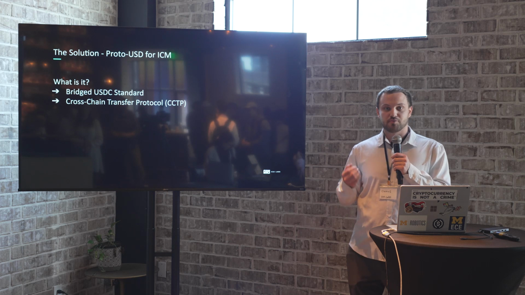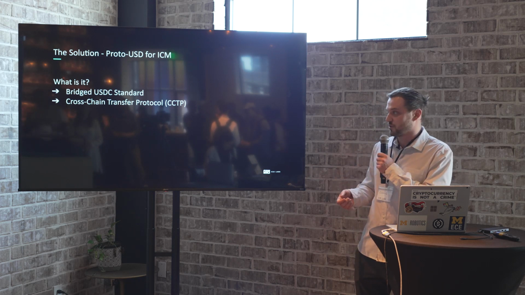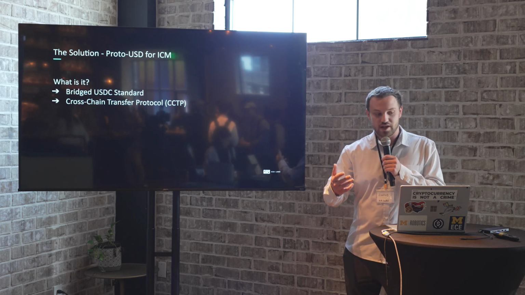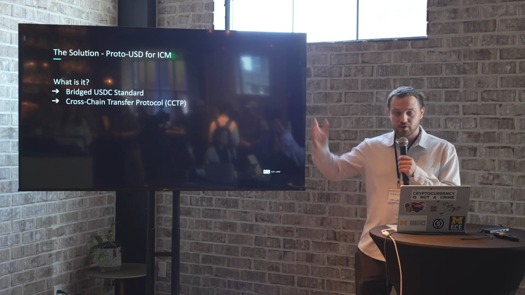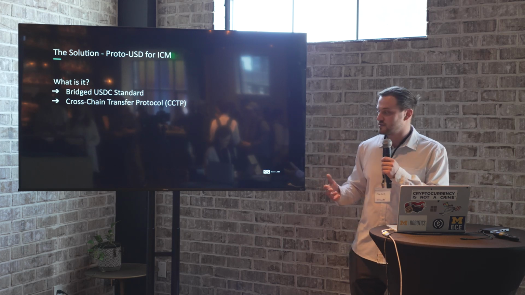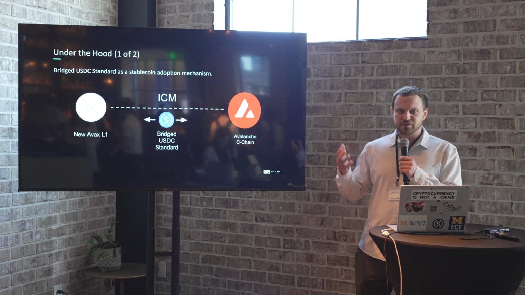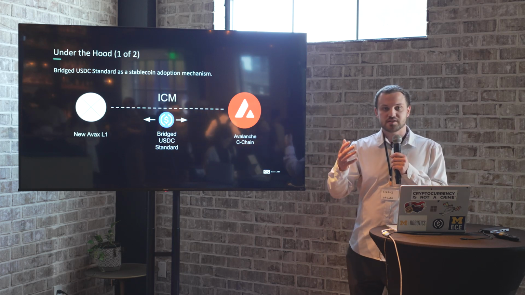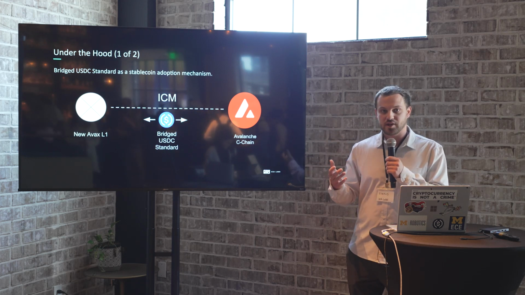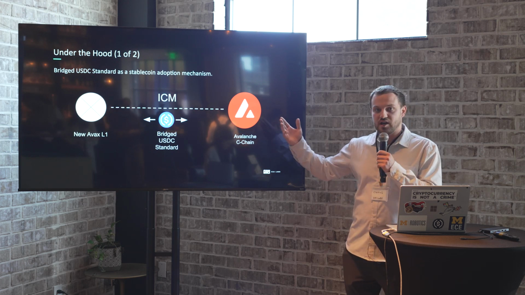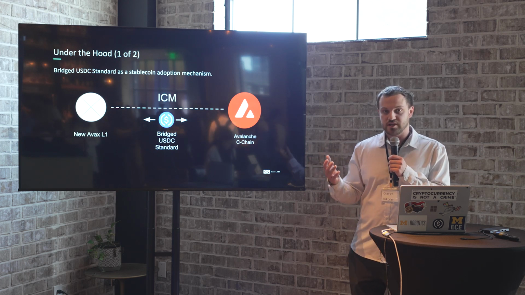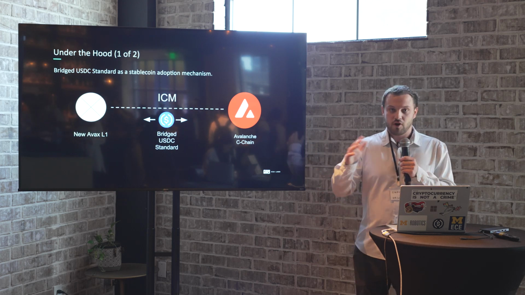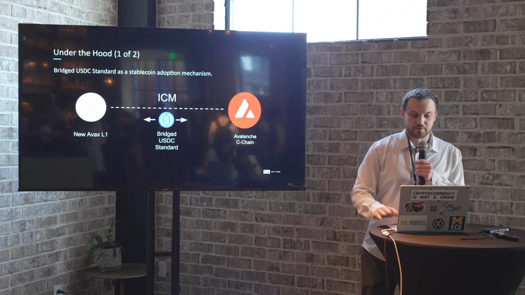So what we have built is Proto-USD to be able to solve these problems. It's built using the primitives with the bridged USDC standard and cross-chain transfer protocol, using ICM as a core base for this. And underneath the hood, a new Avalanche L1 can onboard USDC into their ecosystem, instantly tapping into this liquidity and using ICM underneath the hood to bring USDC through the bridged USDC standard to their respective blockchain, going back and forth, all using Avalanche's built-in native infrastructure.